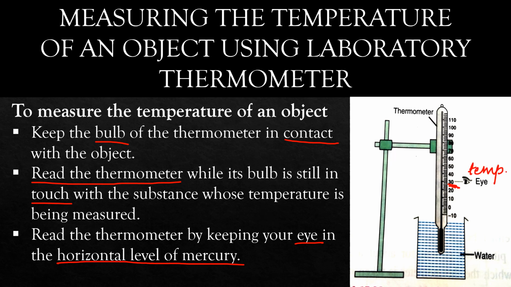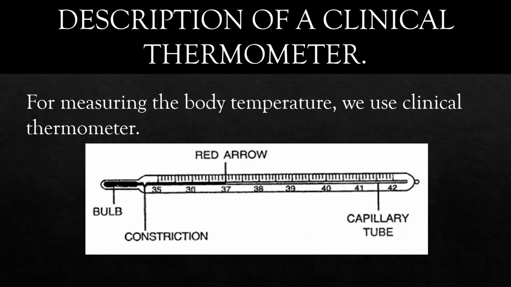We cannot use a laboratory thermometer to check human body temperature because the moment we take the laboratory thermometer out of our mouth, the level of mercury will start falling down and we will not be able to get the accurate temperature. So, for measuring human body temperature, a clinical thermometer is used.